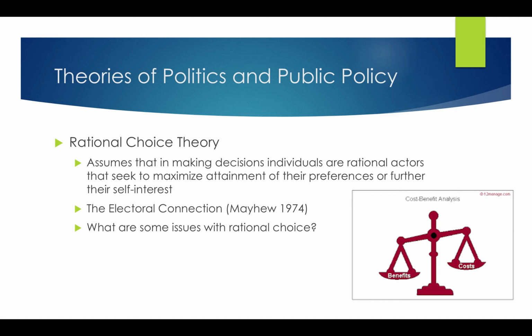The electoral connection argues that elected officials are single-minded seekers of re-election, and that all of their actions can be explained by the fact that they want to be re-elected. This makes intuitive sense because elected officials can't influence policy within a legislative body unless they are working in that legislative body. But at the same time, it is also very simplistic in its view of the motivations of elected officials.